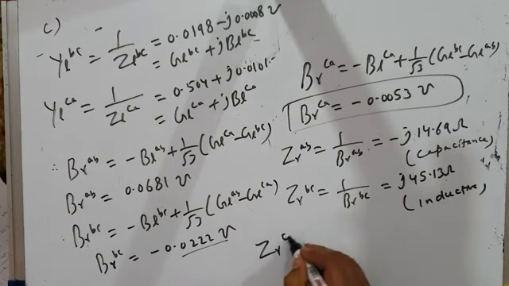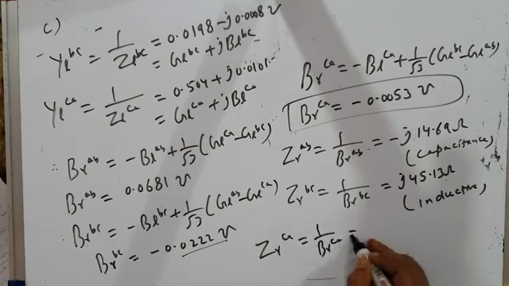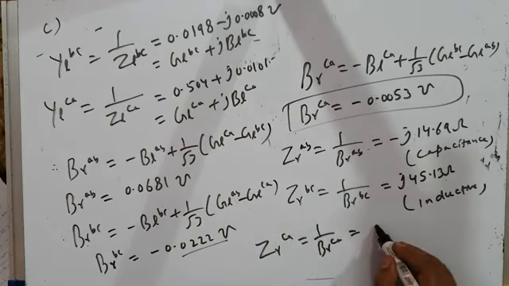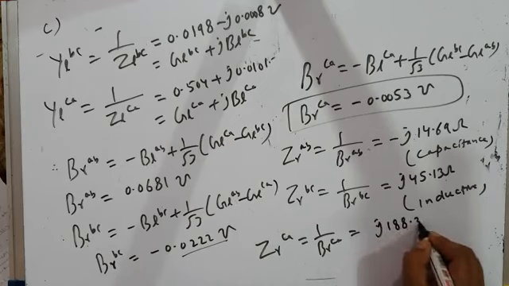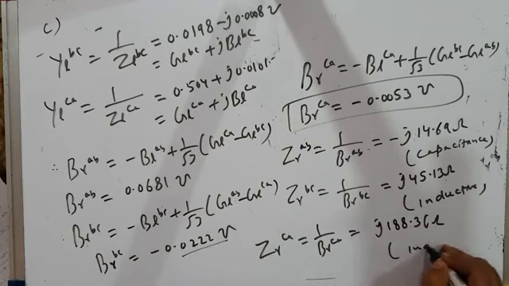And Z gamma CA is equal to 1 by B gamma CA. B gamma CA ये है, ये भी माइनस है नीचे, ऊपर जाके j जब ऊपर जाएगा it will become plus j 188.36 ohms. This is also inductance.